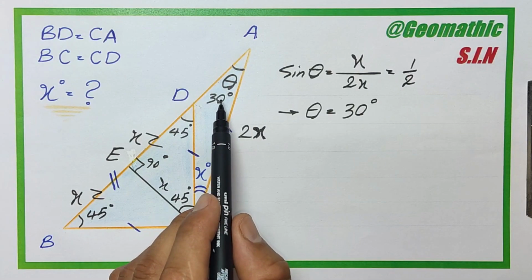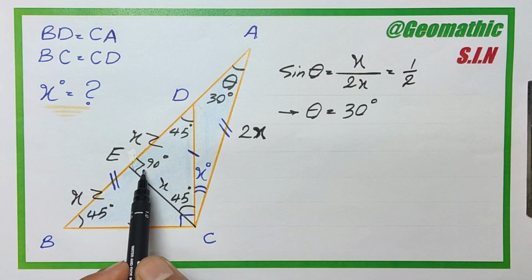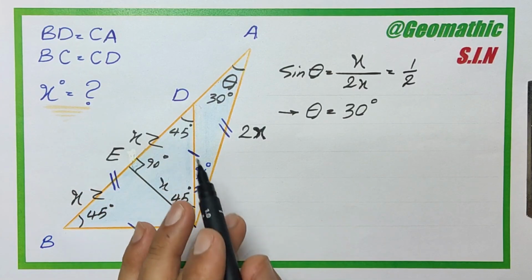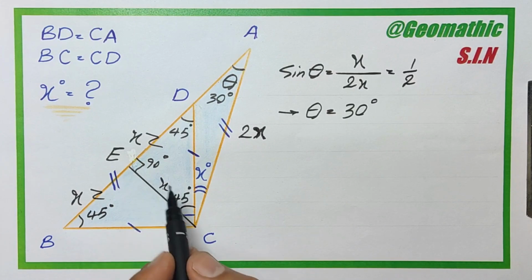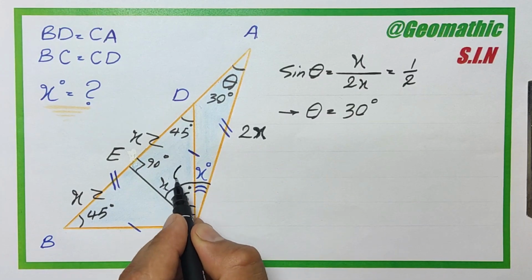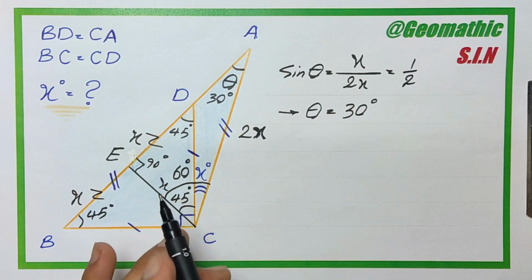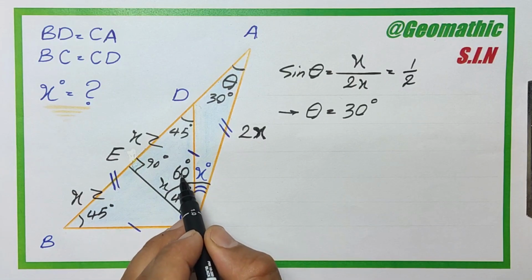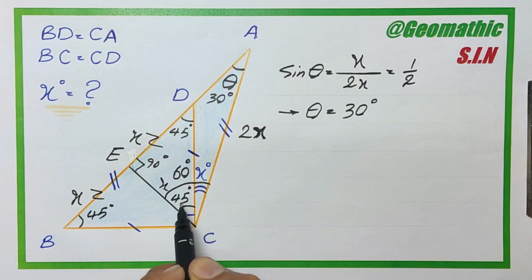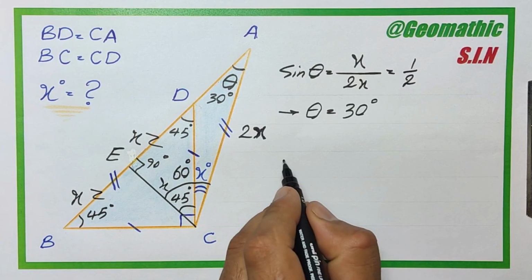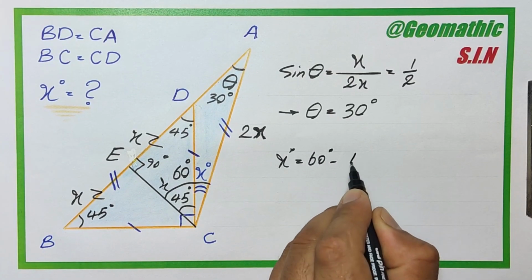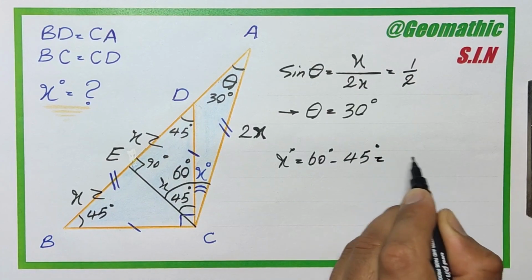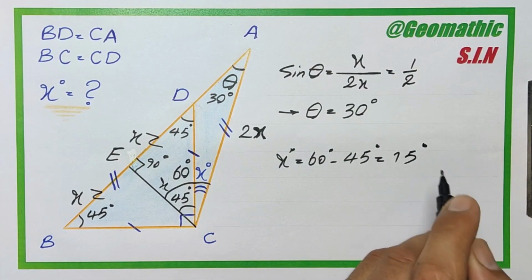Now we have a 30-degree angle here and a 90-degree angle here. So the third one must be 180 minus 30 minus 90, which is equal to 60 degrees. And the final step, if the entire angle is 60 degrees and this part equals 45 degrees, then the angle we are looking for is 60 minus 45 equals 15 degrees. Have a good time.